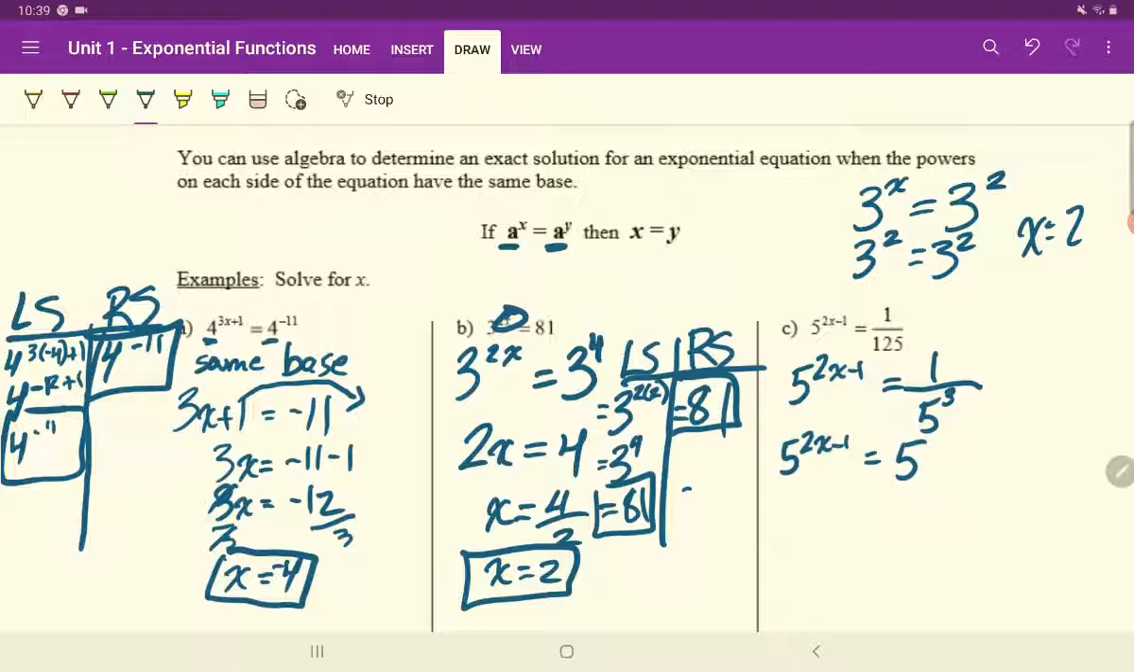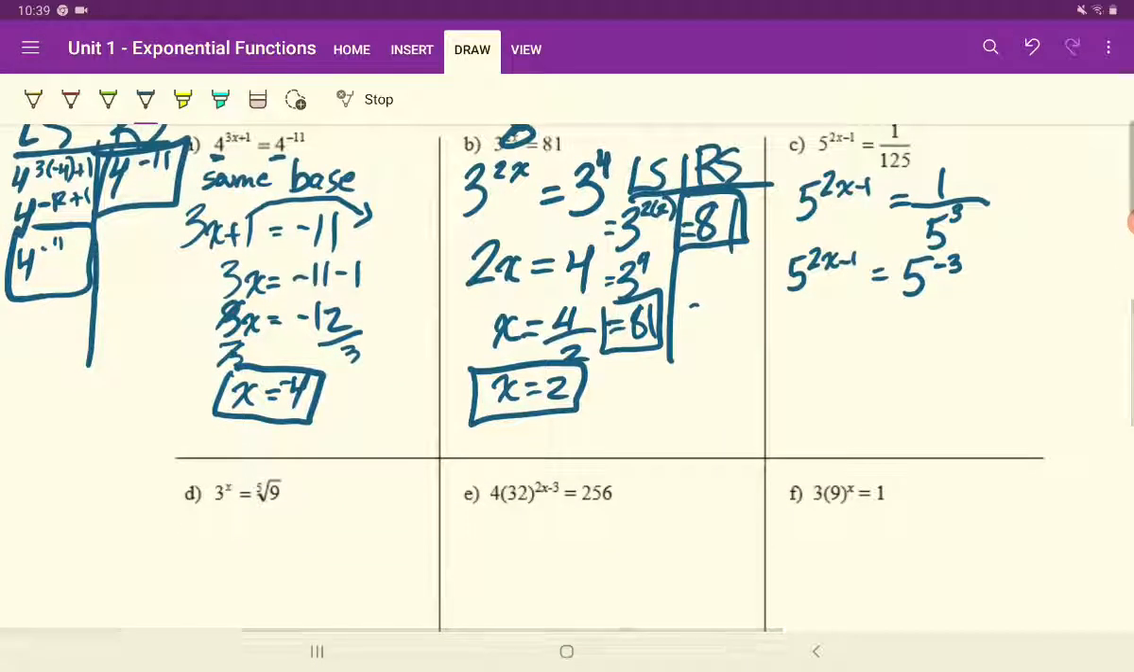Bring my 5 to the numerator. And what do I do to the exponent? Flip the sign. So 5 to the -3 is the same as 1 over 5 cubed. Now I have the same base. And I can now set the exponents equal to each other. And then solve for x.